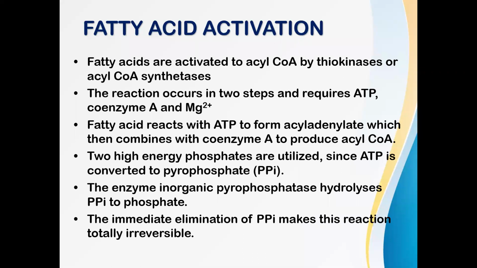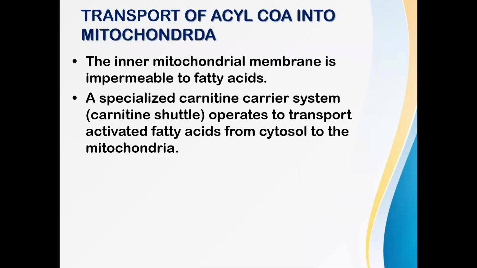Coming to the second stage of beta oxidation. Second stage is transport of this activated fatty acid, the acyl-CoA, into mitochondria. As it is, the inner mitochondrial membrane is impermeable to this fatty acid. So there is a specialized carnitine carrier system. This is also called the carnitine shuttle.